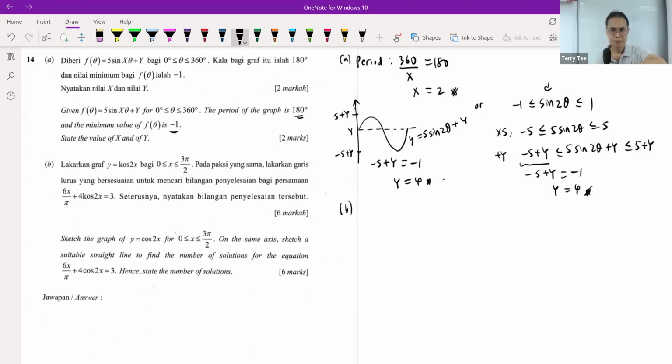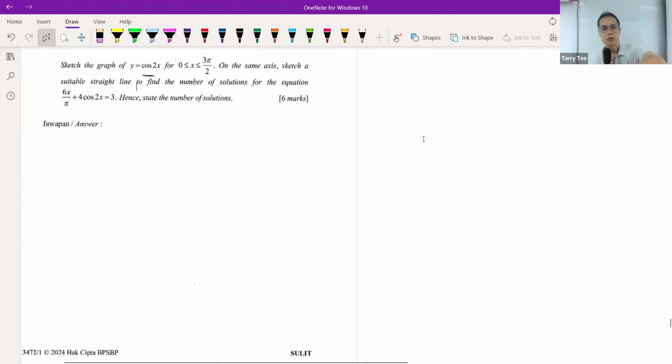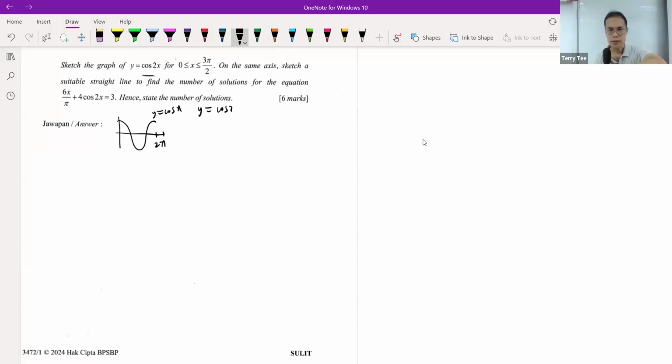That is part A. For part B, we need to sketch a graph. This is a different graph, cos 2 theta. Okay, maybe I move up a bit so I have more space. This graph is a normal cos graph, one cycle from 0 to 360, in radians 2 pi. But we are not drawing cos x, we're drawing cos 2x. So we need to do 2 cycles, 1 cycle, 2 cycles, up to 2 pi.